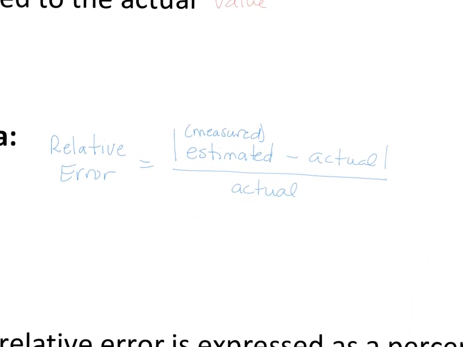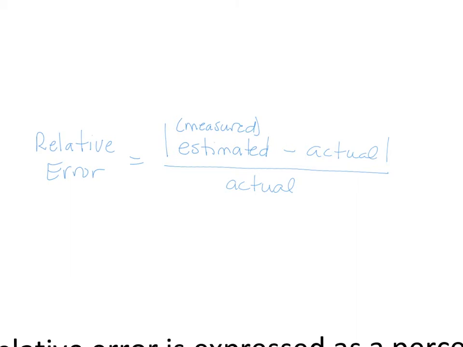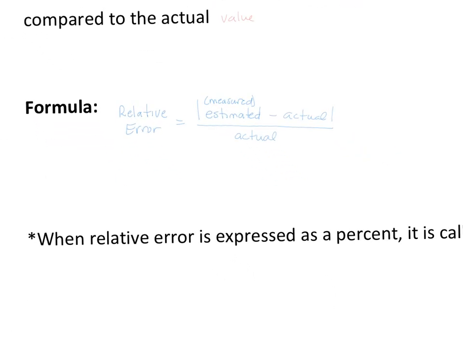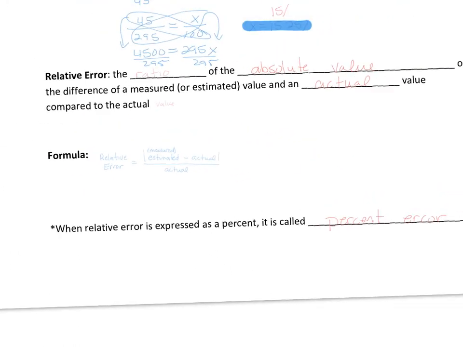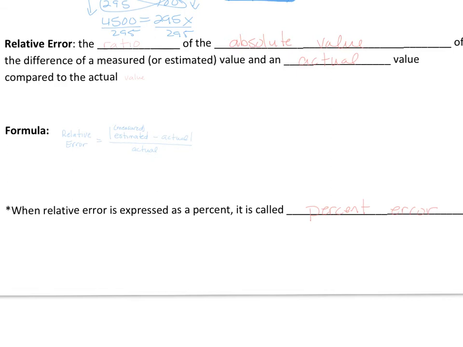So what's important right here is the formula for relative error. Notice I have absolute values just on the top part. We take the estimated amount, whether we've measured it or whether they've given it to us, minus what it actually ended up being, and then we divide by the actual. When relative error is expressed as a percent, we call it percent error. Make sure you write that in: percent error. Let's go over to the next page.